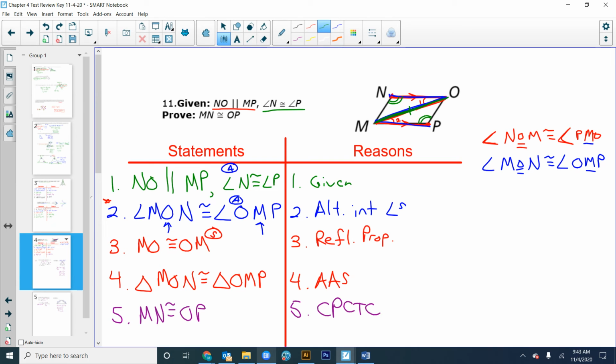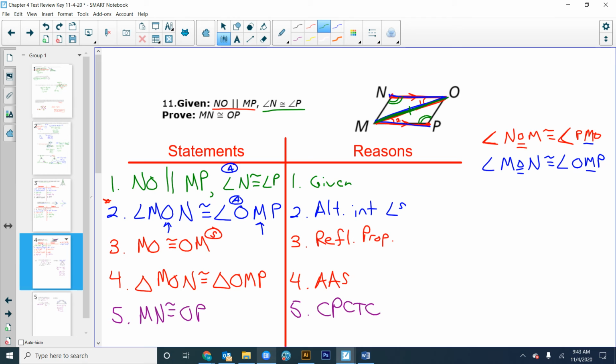Let's see what we're at right now. We have 2 angles and a side. That could either be AAS or it could be ASA. Is it 2 angles and the side between them, or 2 angles and the side not between them? Not between them, so it's AAS.